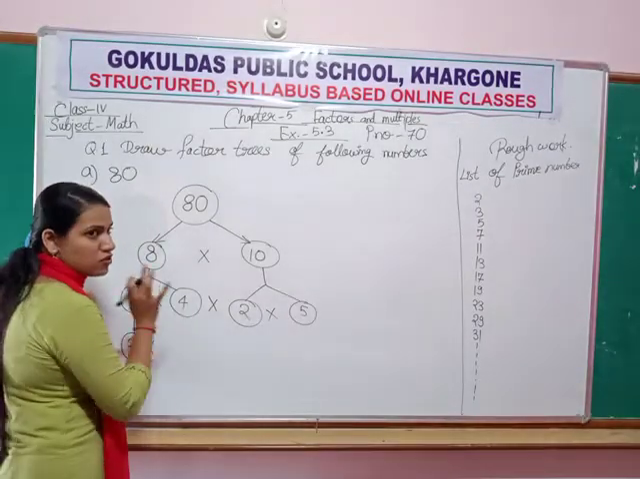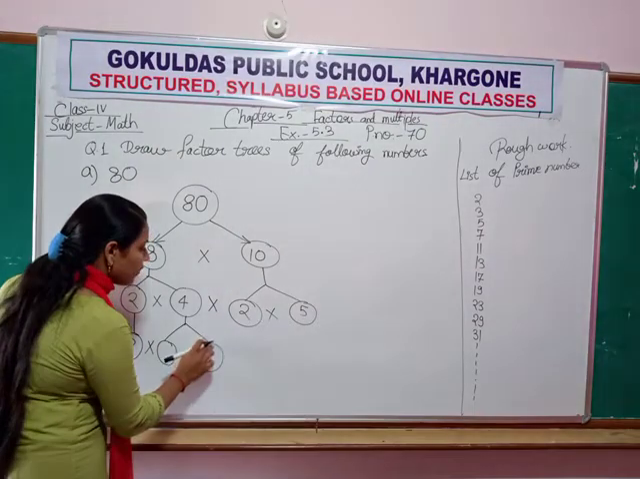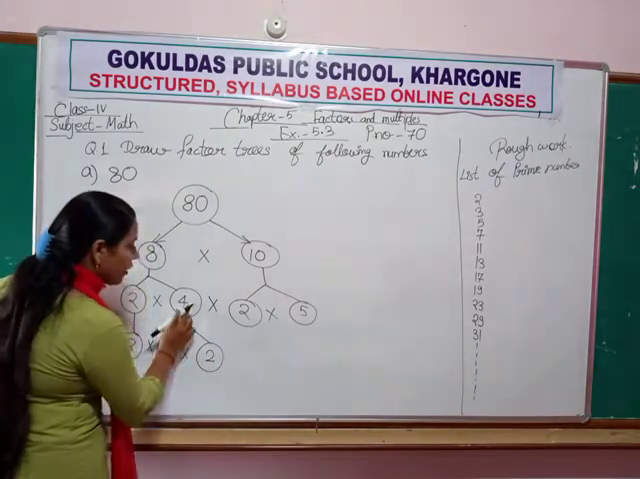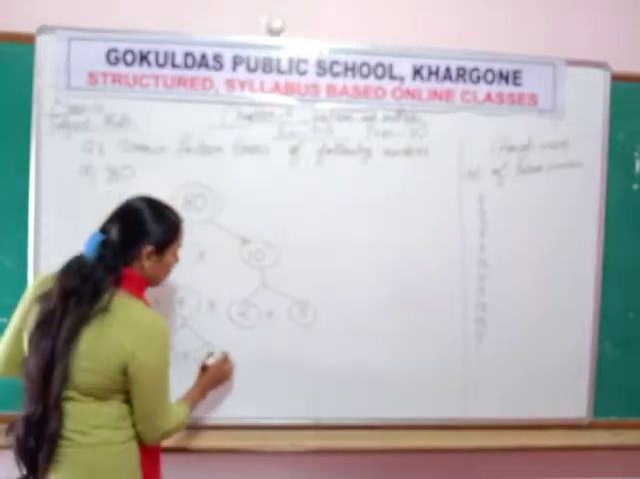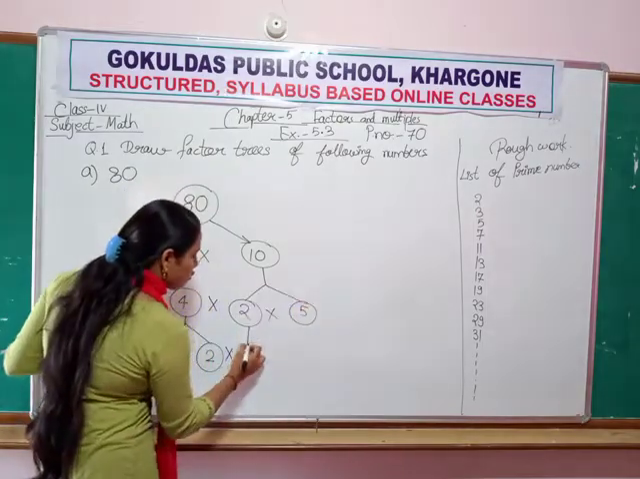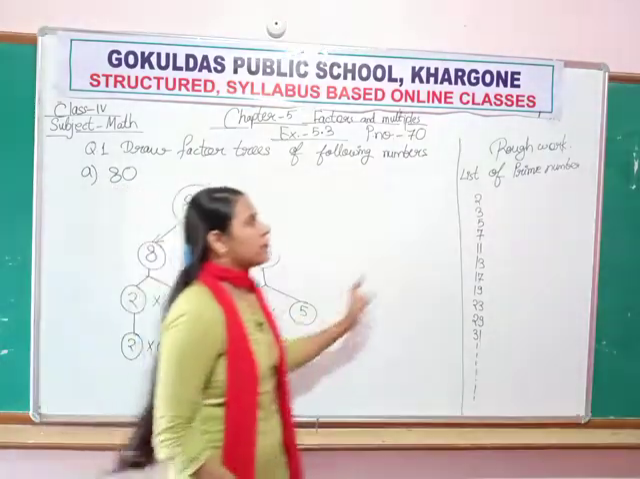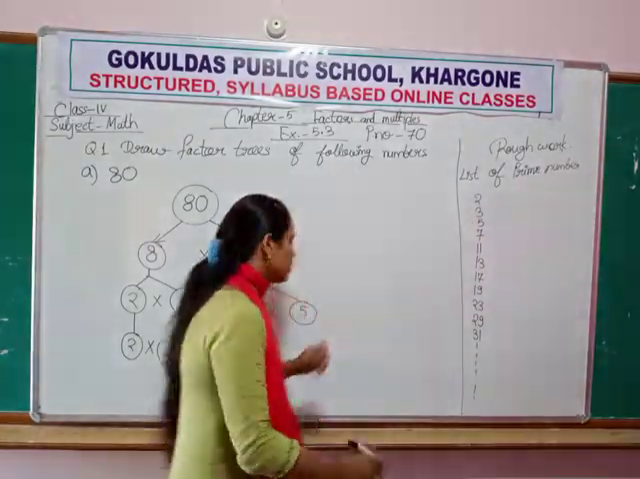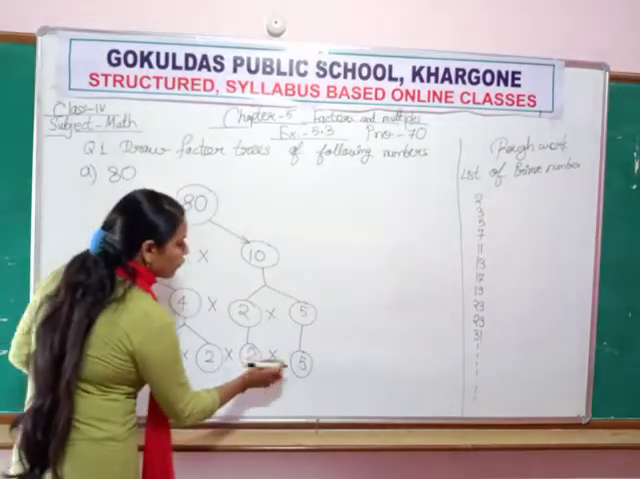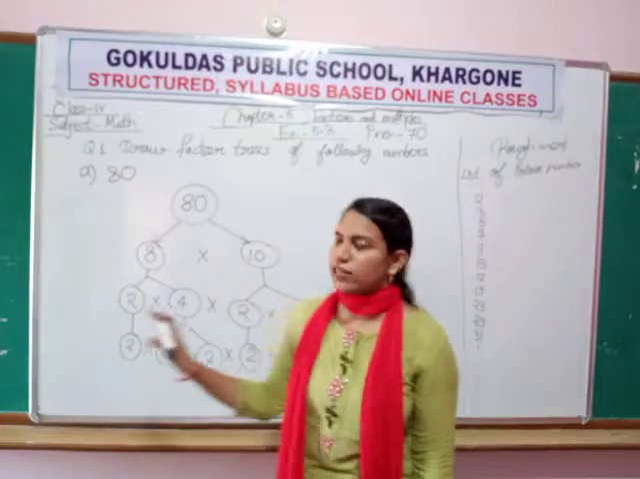Now number 4 is not a prime number, so again we need to split it. 2 into 2 gives us 4, right? This 2 is a prime number, so when we get a prime number, no need to split it up. And 5 is in the list of prime numbers, so we will not split it up. So 2 into 2 into 2 into 2 into 5 are the factors of number 80. This is the factor tree of number 80.